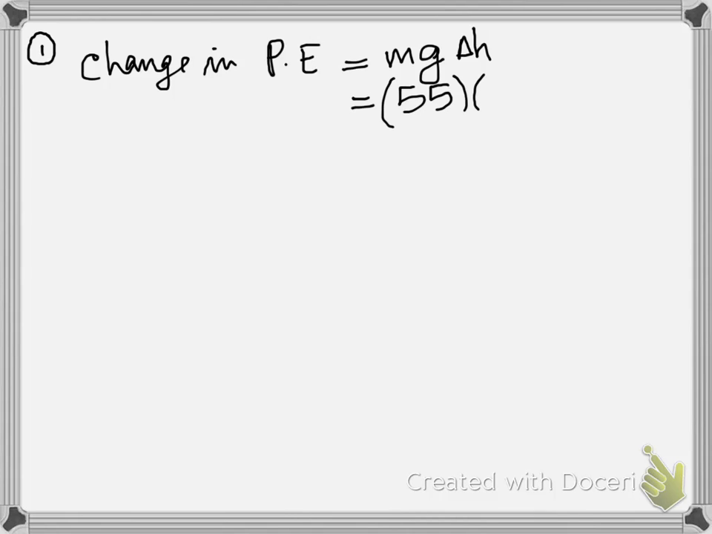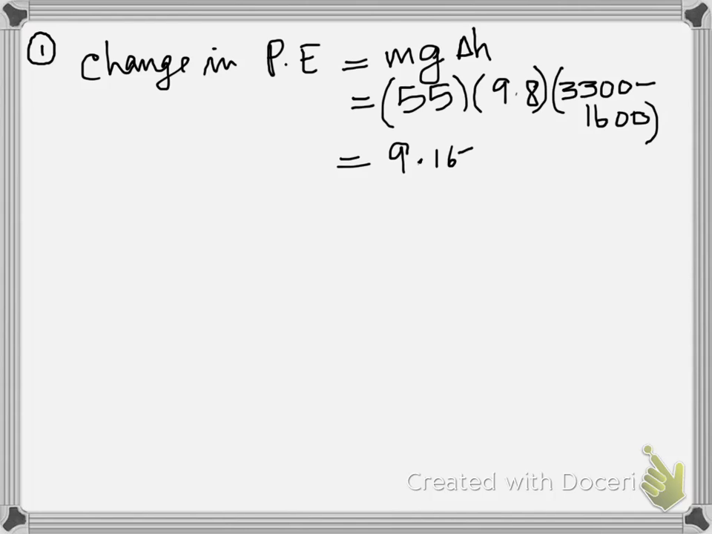What do you mean by delta h? Change in height. What's the mass? 55 times 9.8 times the change in height, which is 3,300 take away 1,600. Is that clear? Yes. When you multiply those numbers, I can speed it up a little bit, but I have kept it slow. Is this the number that you get? 9.163 times 10 to the 5 joules.